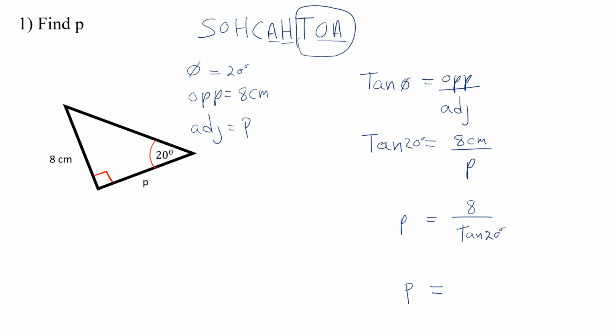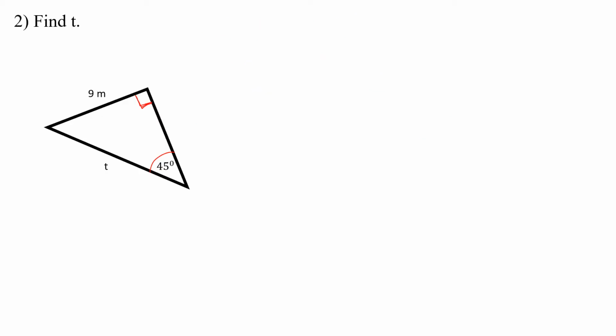And here I am getting P to be approximately 22 centimeters, to the nearest whole number. I will round off everything to the nearest whole number. So that's 22 to the nearest whole number, and that's how we get P. In other words, this distance here is 22 centimeters. I trust you got that too. Let's move on swiftly to number 2.